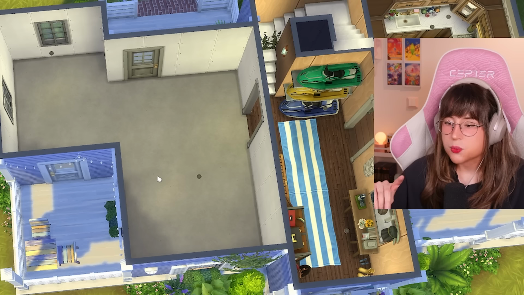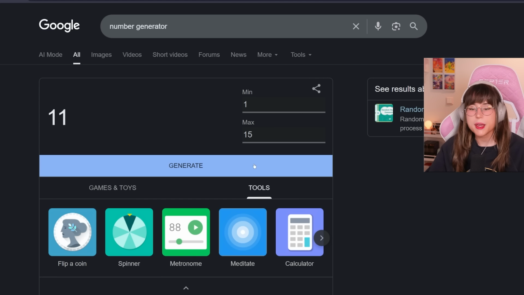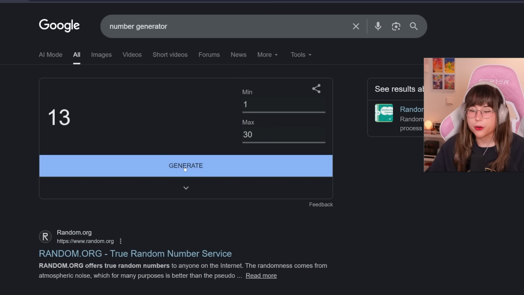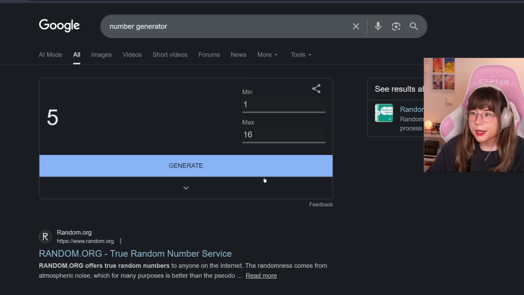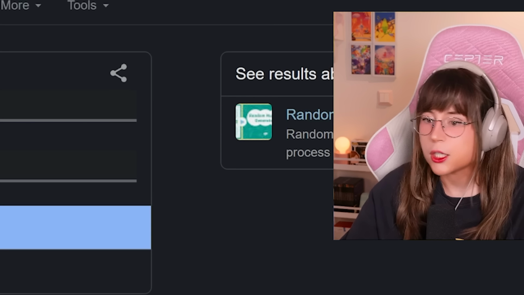Strap yourself in for that, because we are gonna generate our numbers. So let's generate our main category, and that's gonna be 1. Okay. Under category 11. Line 13. Line item 5. Okay. I don't know why I'm scared. I don't know what this means. It could literally be anything.